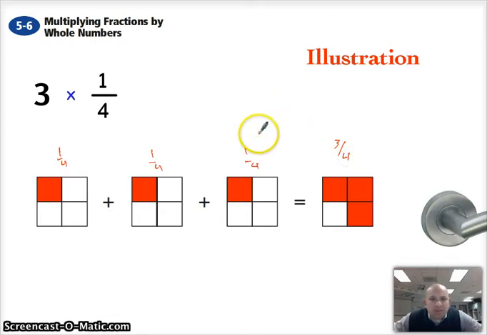Similar to a whole number times a whole number, you're taking 3 groups of that particular number. Here we have 3 groups of 1/4. 1/4, 1/4, 1/4, 3/4. Make sure you place all that information on this slide in your notes.